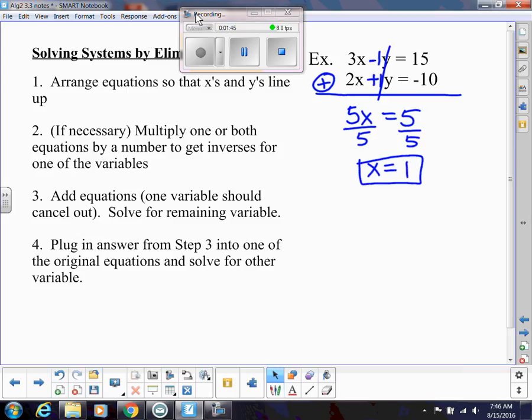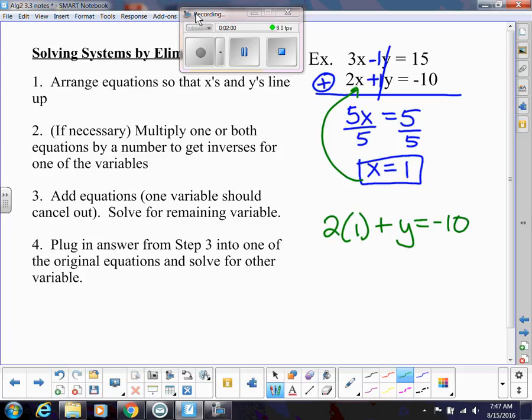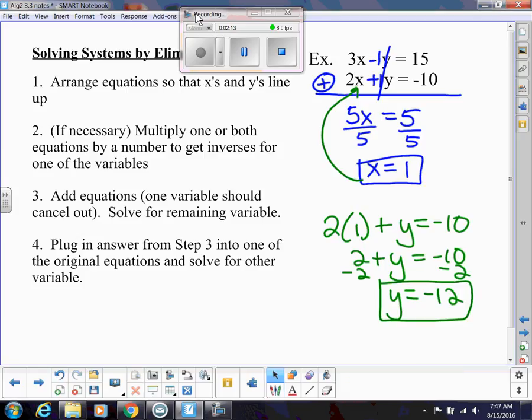Now step 4, we're going to plug in our answer from step 3 into one of the original equations and solve for the other variable. It doesn't matter which one. I'm just going to pick this one right here. So I'm going to plug in 2 times 1 plus y equals -10. I'm solving for y, so I'm going to subtract the 2. And so I get y is equal to -12. So my answer to this system is 1, -12. And that's our elimination method. Let's do another one together.